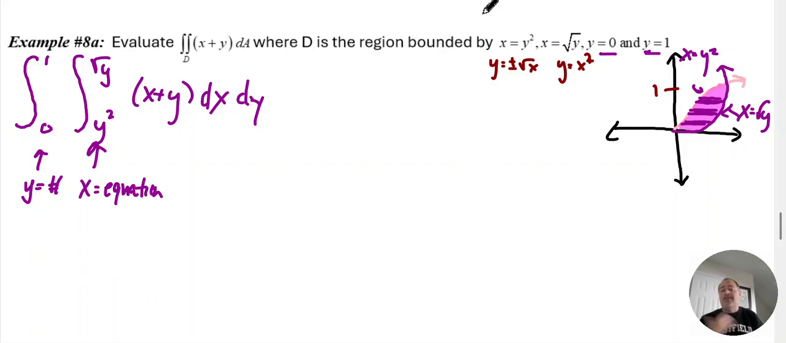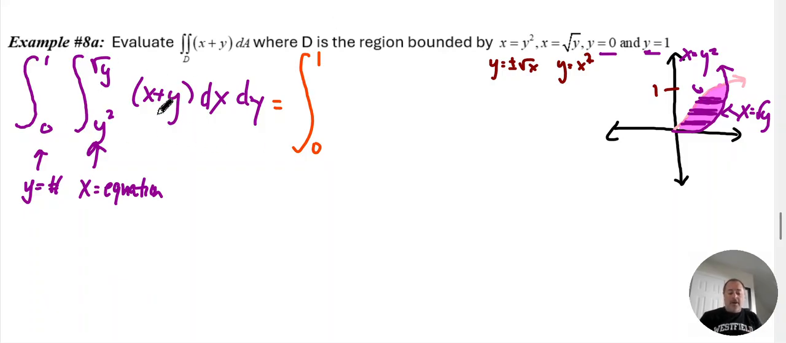So again, setting things up is the most important thing. That's the basic thing that we want to make sure you guys understand, just to be able to set these problems up correctly, because the integration part of it's not as bad. So anyways, we're going to go 0 to 1. We're going to integrate this.